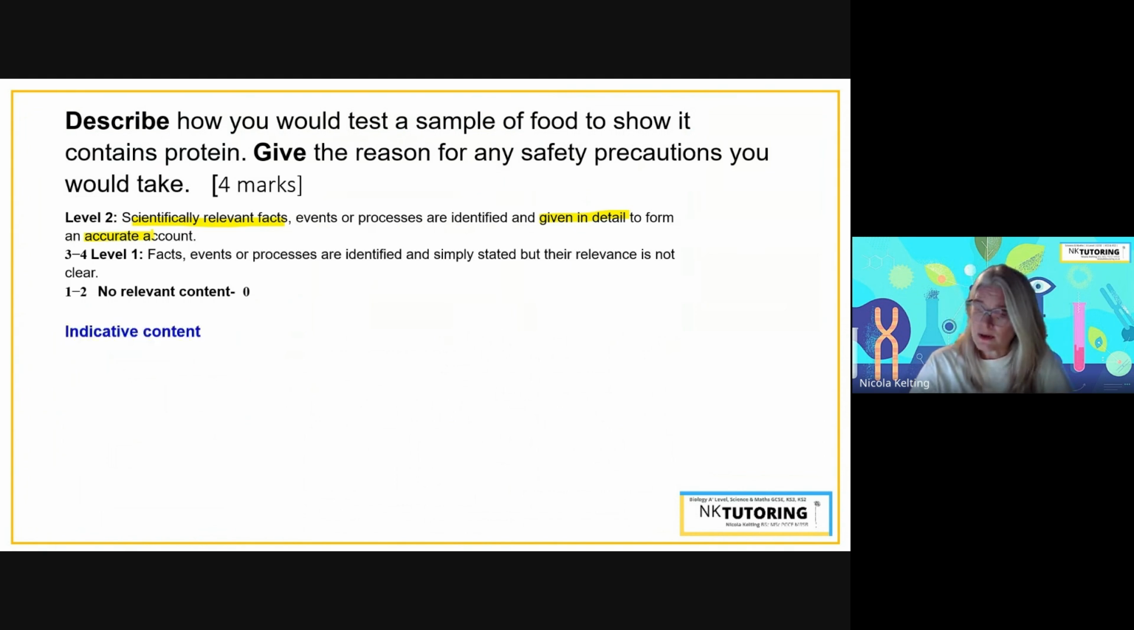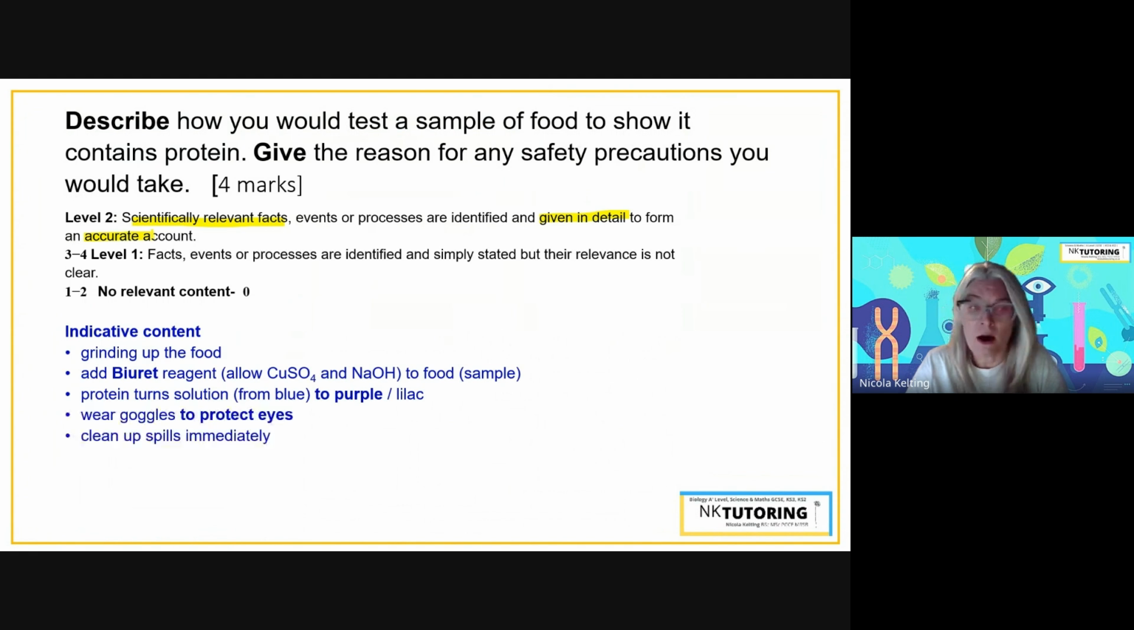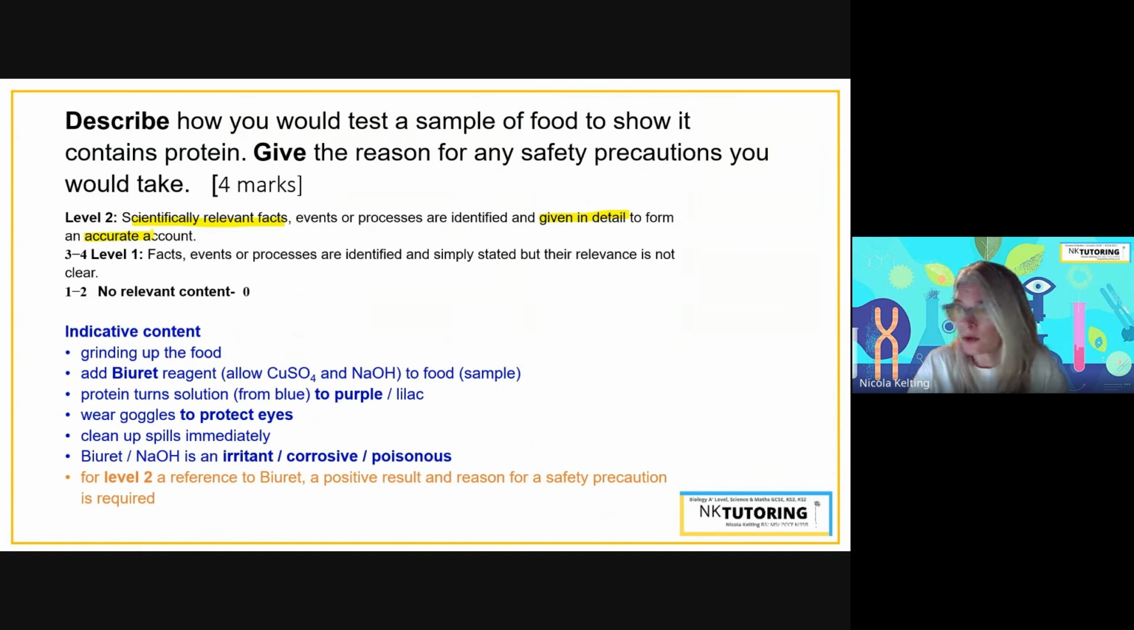Okay, so if you have a look on a mark scheme and you say indicative content, it's a list of steps that can be included. So this is what you would get credit for. There are more steps than there are marks, which is great, but it's also broken up into the describe, which is the grinding of the food, the using of the biuret reagent, the fact that the protein will turn purple, which is the positive. So those first ones are relevant to the describe, and the give reasons for the safety precautions.